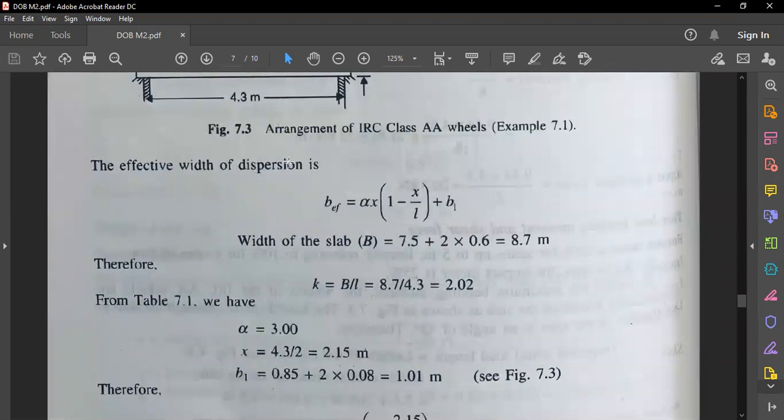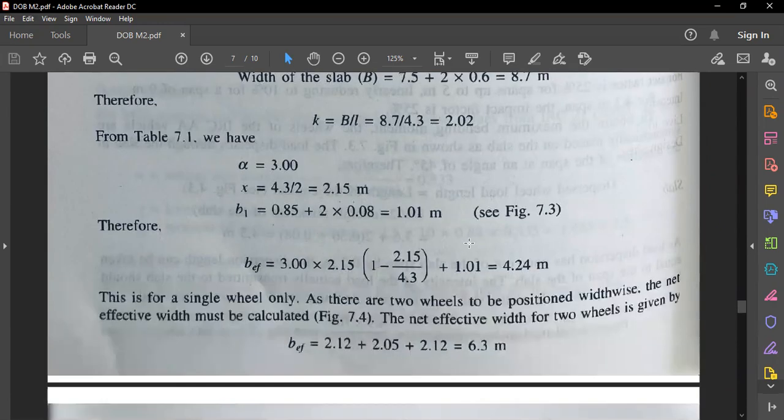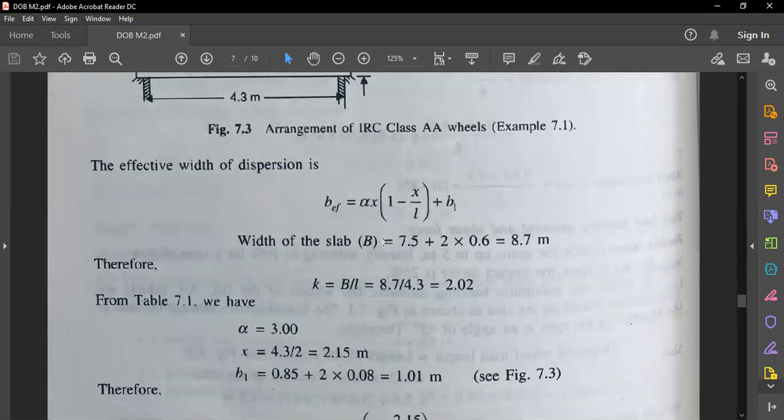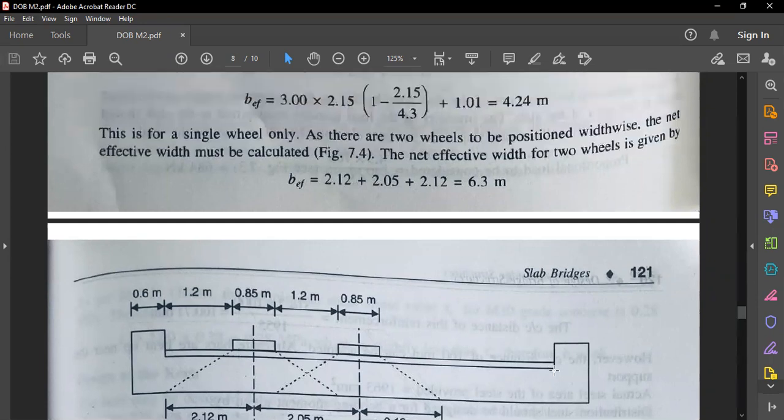So now the effective width of dispersion is alpha into x plus 2 into 0.6. Width of the slab is 7.5 meter road width plus 2 into 0.6, that is footpath on both the sides, 600 mm footpath on both the sides. Total 8.7 meter is width of the slab. Correct? So like this, 600 mm footpath on either side, and totally 7.5 meters is the internal road here.